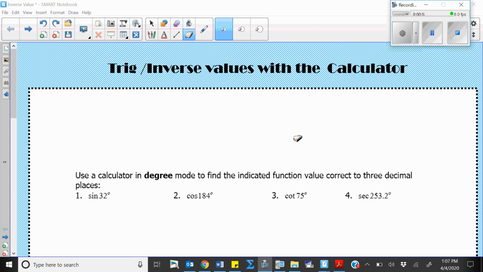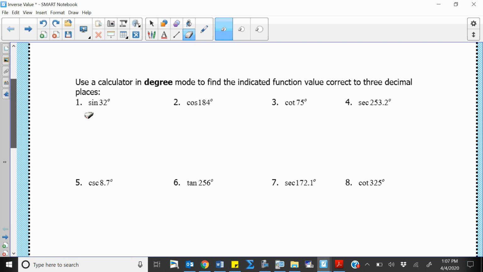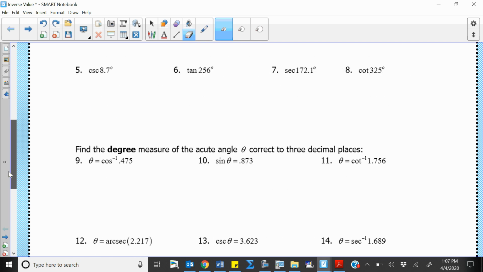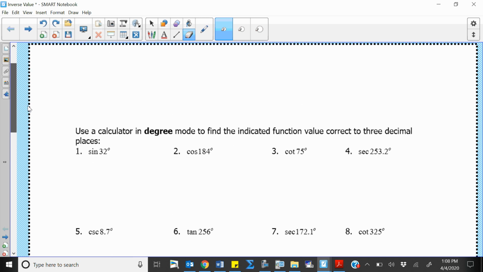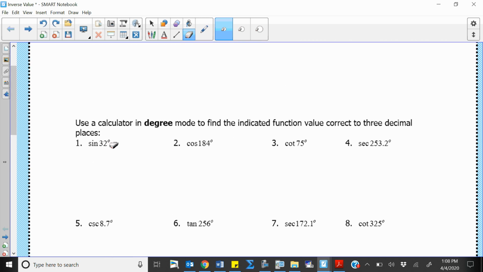Hi everyone, today we're going to learn about trig and inverse values with a calculator. We're going to use our calculator to find trig values like sine of 32 or inverse values like cosine inverse of 0.475. Let's see what we need to do. First of all, in the first bunch of questions that you see here, we need to use degrees mode.